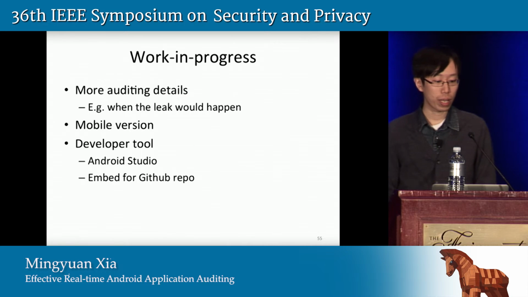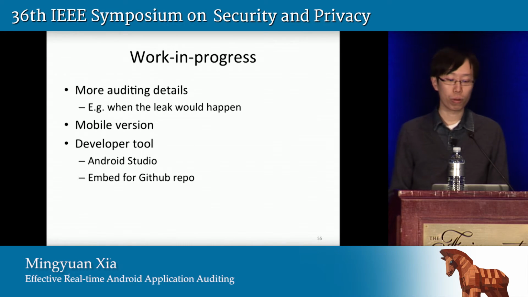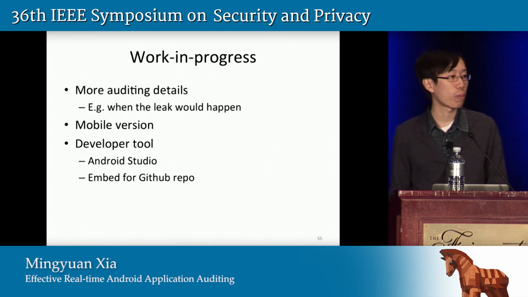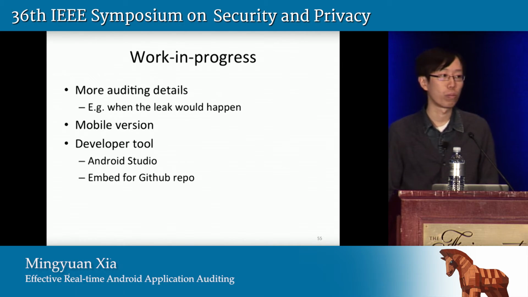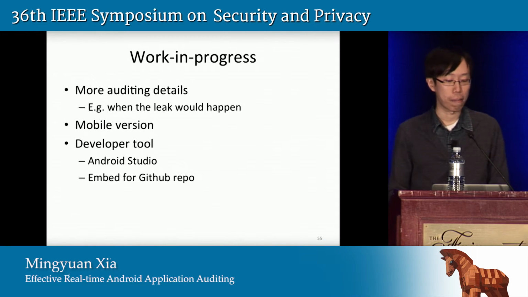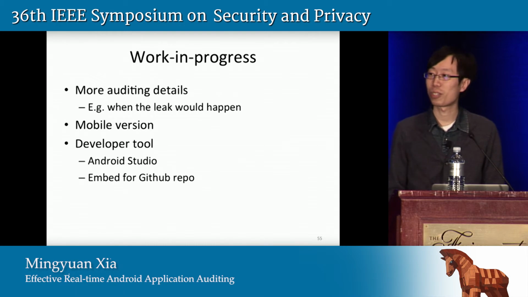As work in progress, we want to improve this tool towards more auditing details. For example, we want to inform the user when a leak will happen, such as when you click on a button, then something will leak. We will provide that information in a future version. Also, we are working on the mobile and developer tool side to make AppAudit more useful for more users. I do have a simple Android port of the AppAudit tool running on my Nexus 5, but it's still too ugly to show you, so I'll skip that. If you're interested, you can come to me after the talk.